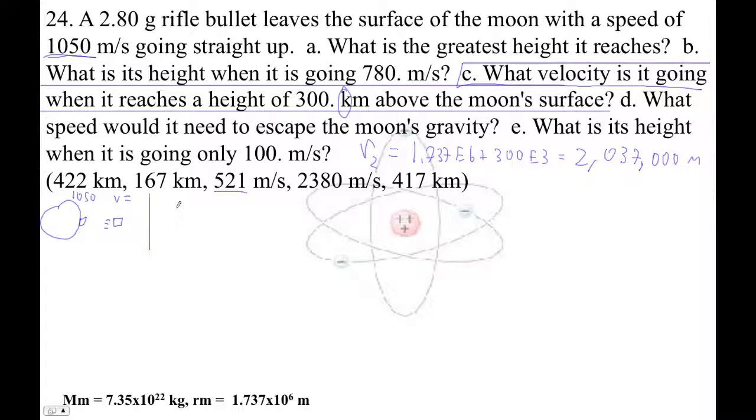It's 2.8 grams, so the kinetic energy would be 1/2 times 0.0028 times 1,050 squared, plus the opposite of G times 7.35 E22, that's the mass of the moon, times 0.0028, and then that is divided by, since we're shooting it from the surface of the moon, the radius of the moon for our distance from the center.